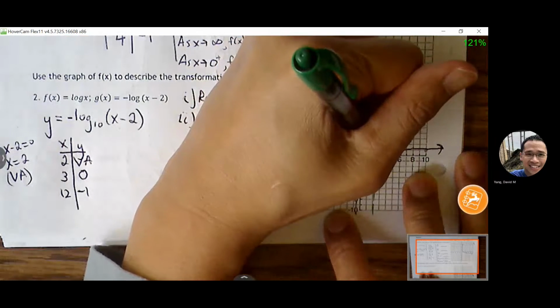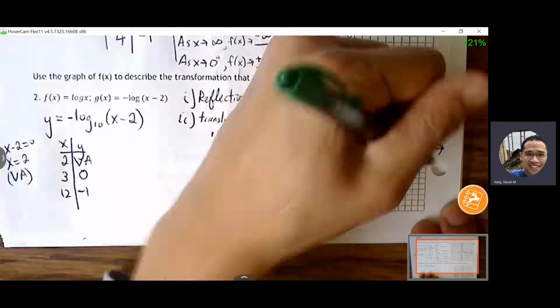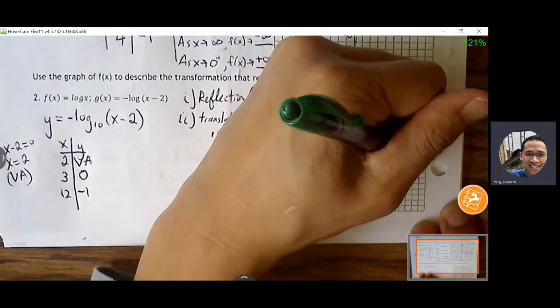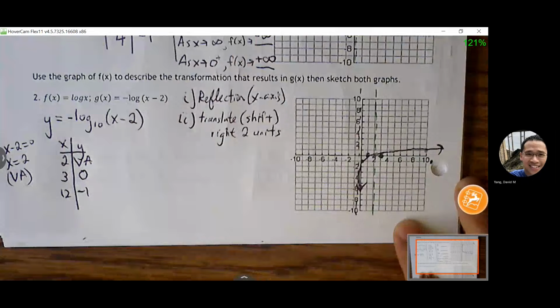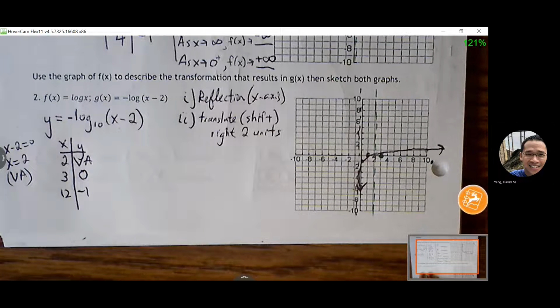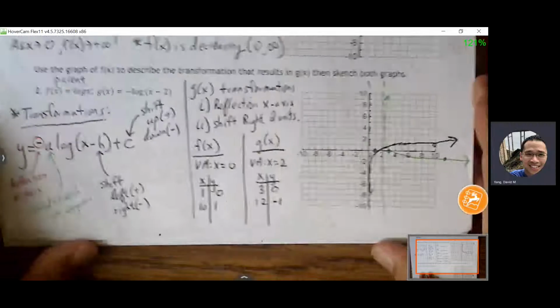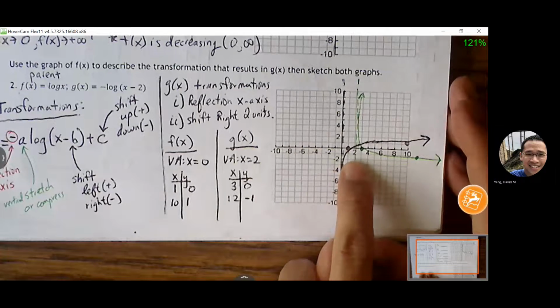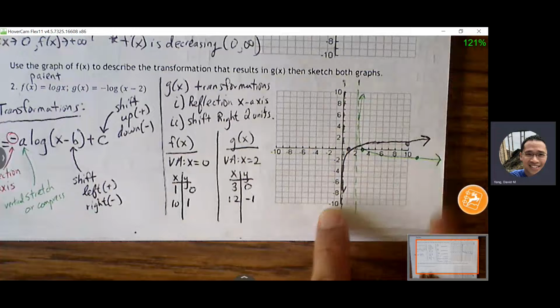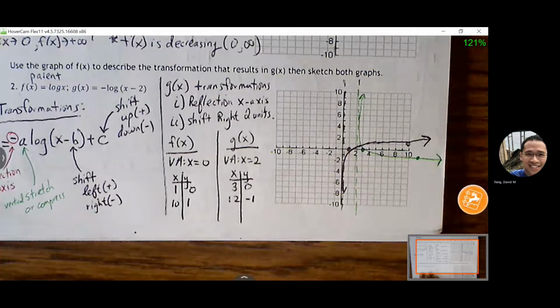3, 0 and 12, -1. I know it's a little bit off the graph, but we're going to just try our best at that point. I have it there in green. Sorry if the hole punch is getting in the way of the graph.